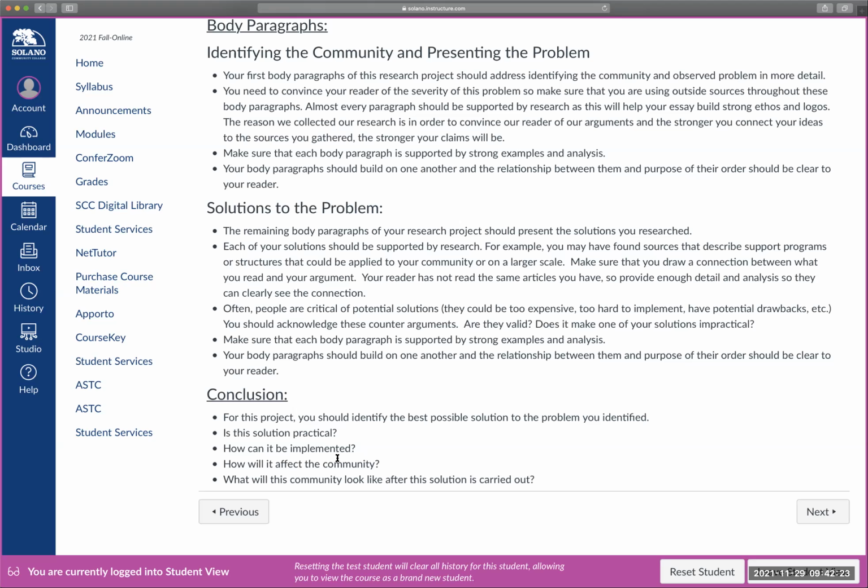And your conclusion for this project should be identifying the best possible solution to the problem that you've identified, right? Now that you've broken down the different solutions, your conclusion is like, here is the best one. Here is what I think should be done, right? From the research that you've done, here's what you're concluding. Here's a solution that you found. Here's the issue. Here's what can be done to address it.